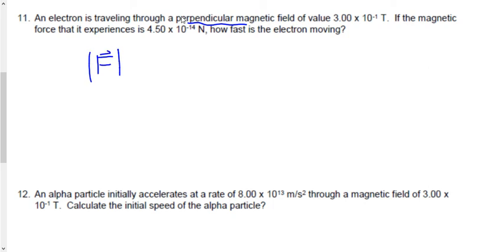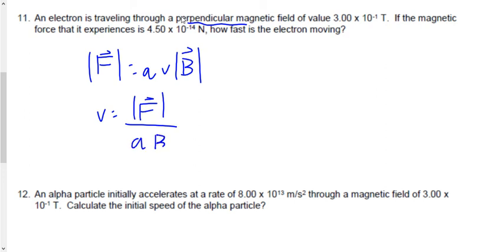We're going to start off with that equation that we learned that is valid because they're perpendicular. F is equal to QVB. We're going to rearrange it to solve for V. I end up getting V is equal to F over Q times B. And then we're going to sub in our numbers here.